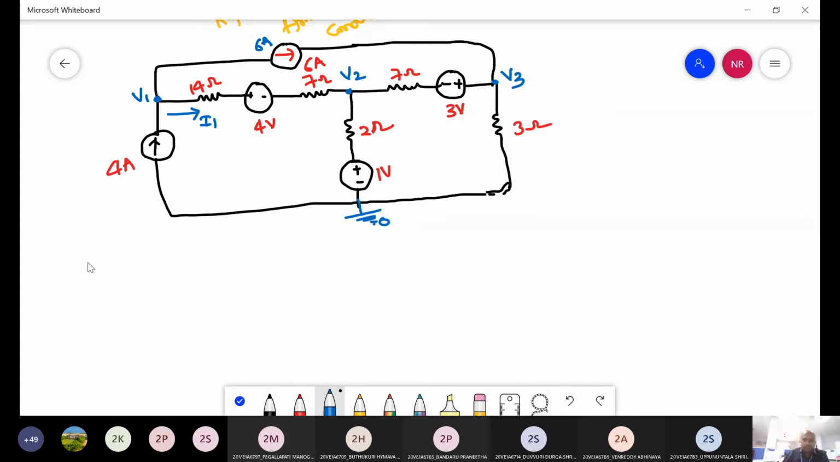At node 1, current is entering. Which current is entering here? 4 amps, right? Entering current is equal to leaving current. What is that leaving current here? I1 plus 6 amps. Am I right? Then what is I1?